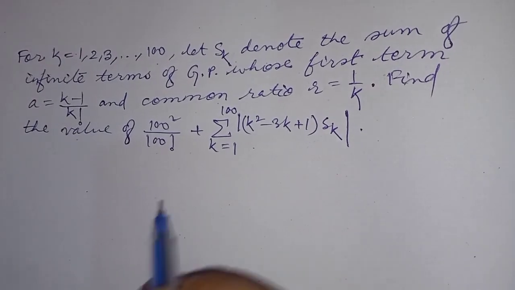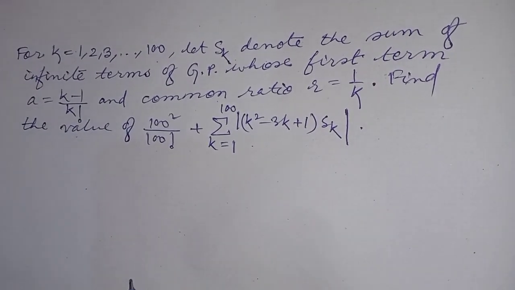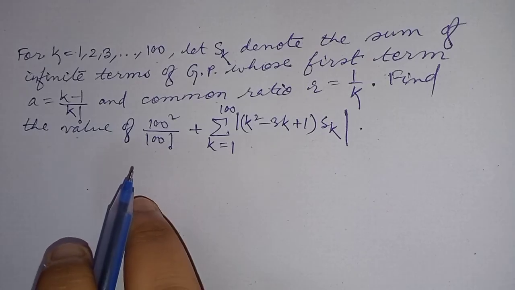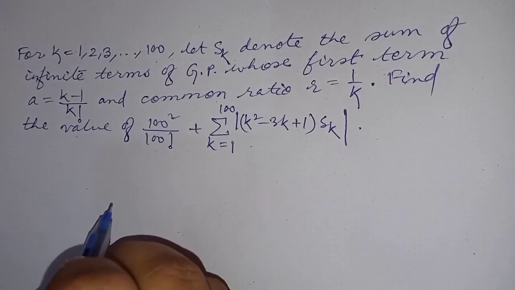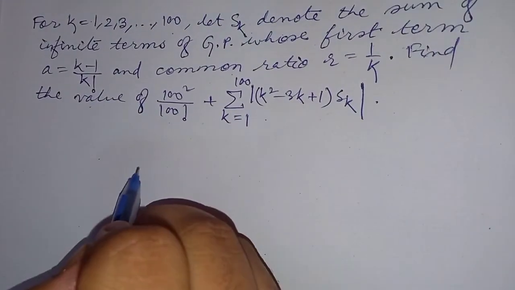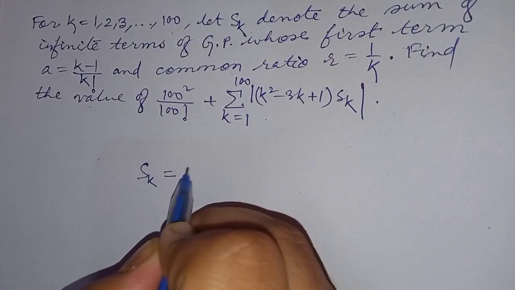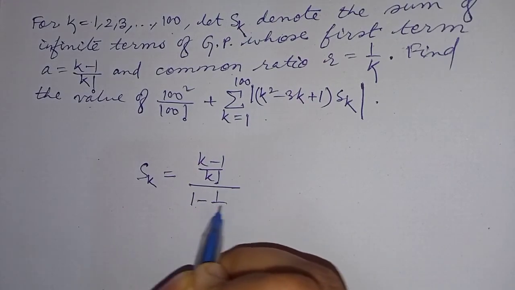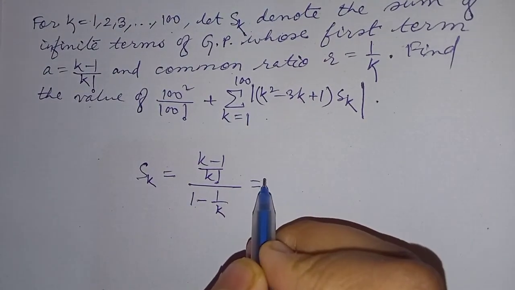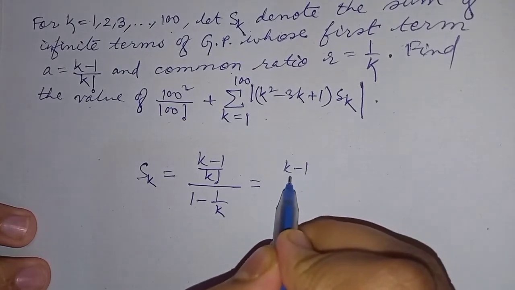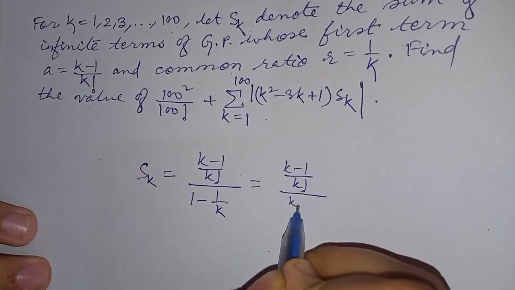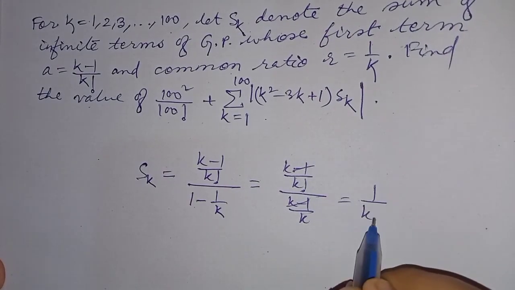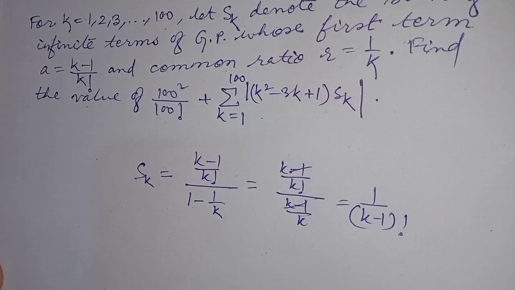Everyone knows that the formula for the sum of infinite terms of a GP is equal to a by 1 minus r. So writing that, I can tell that S of k equals a, which is (k minus 1) by k factorial, over 1 minus 1 by k, and simplifying this, (k minus 1) by k factorial by (k minus 1) by k. So I will get that 1 by (k minus 1) factorial.